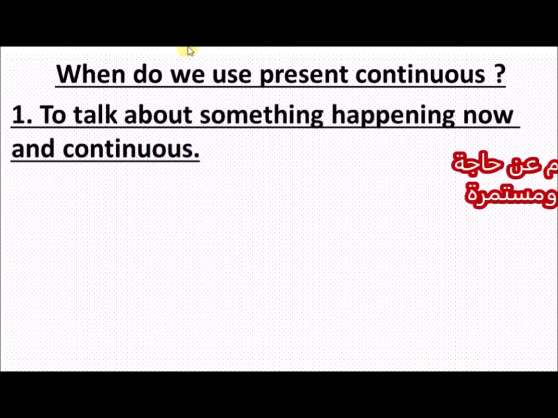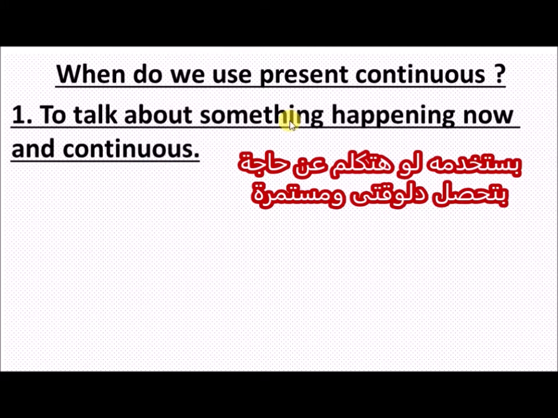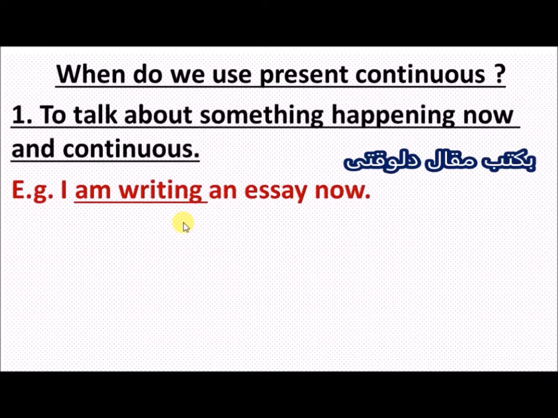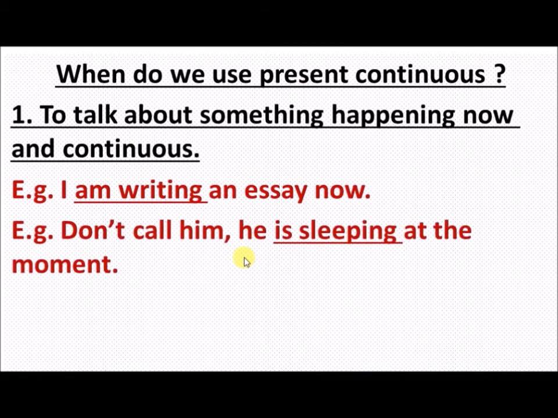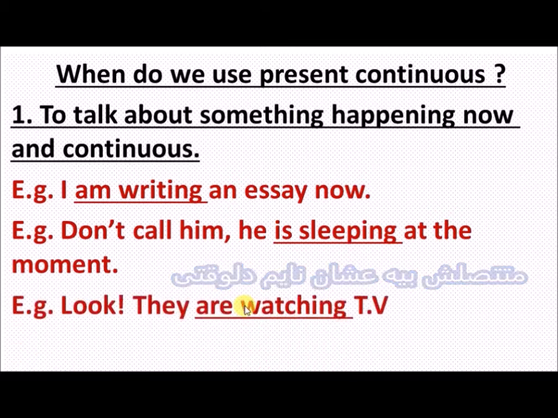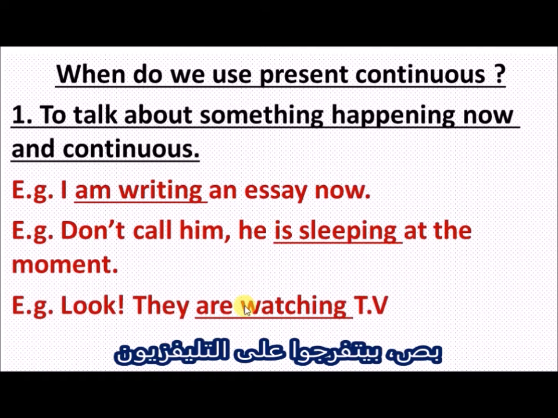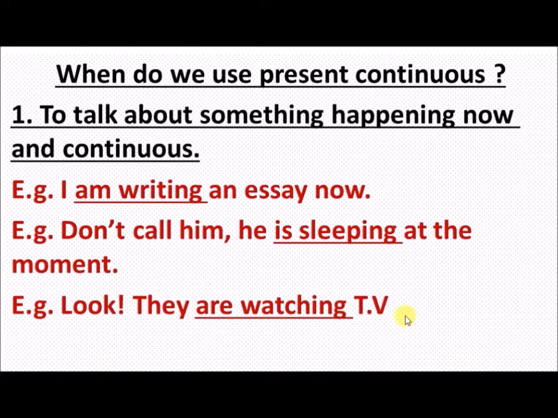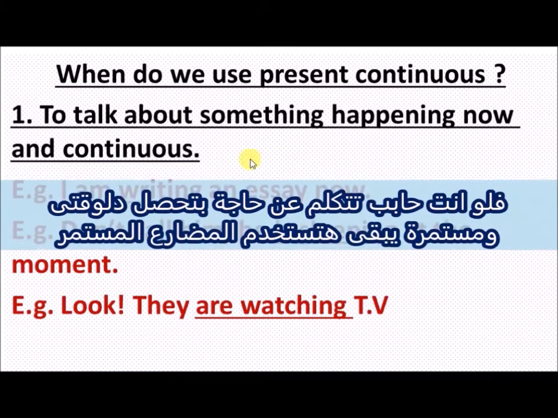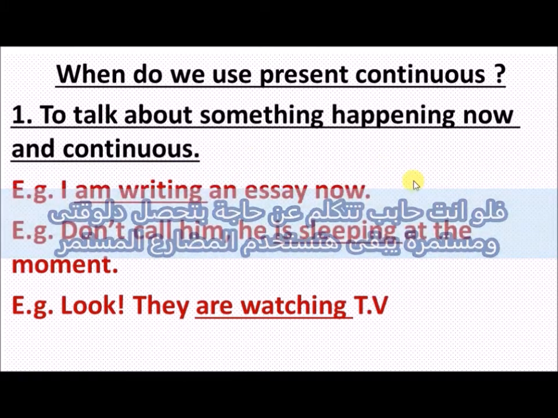Number 1. To talk about something happening right now and continuous. For example, I am writing an essay now. Don't call him, he's sleeping at the moment. The third and the last example in this point, look, they are watching TV. So if you want to speak about something happening now, and this action is continuous, we use present continuous.